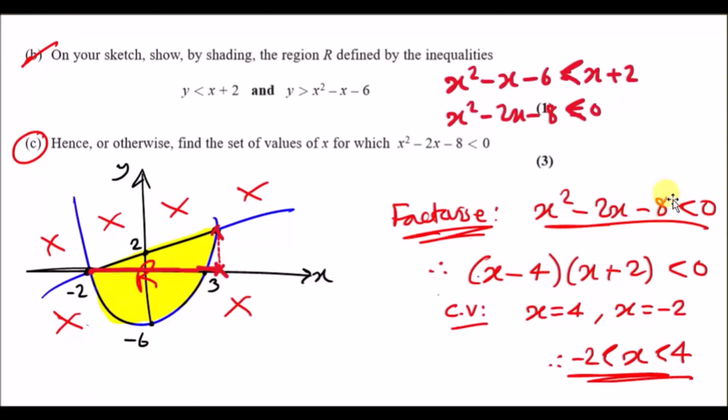So when you factorize this one, turns out you get x is minus 4 or plus 2. So you get x equals 4, x equals negative 2, which makes sense because this is x equals minus 2, and x equals 4 is here. Then all you do is realize that it's within, and because it's within, it has to be the interval between.